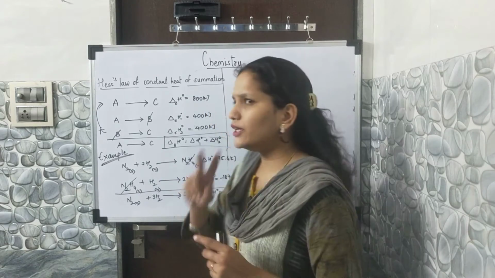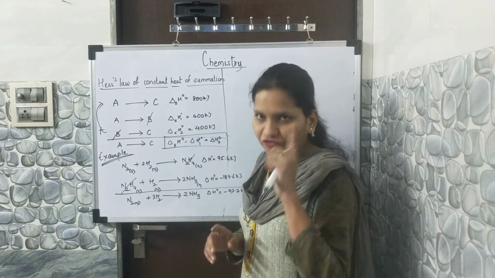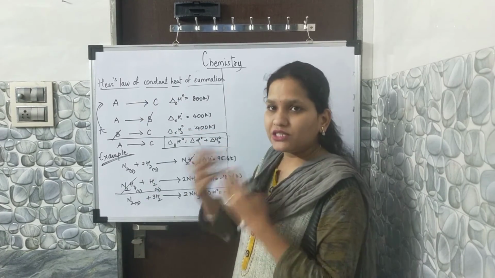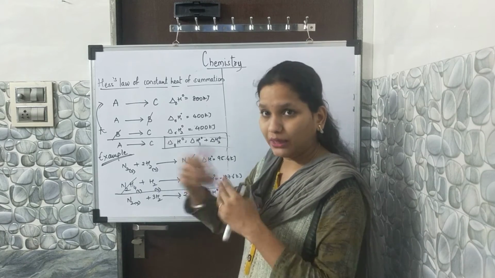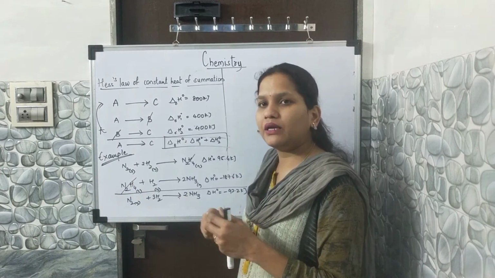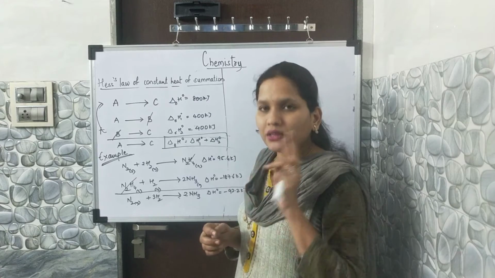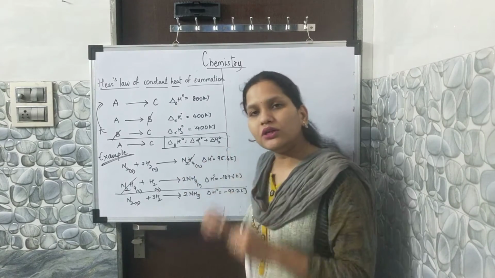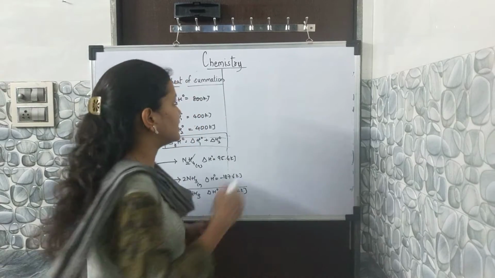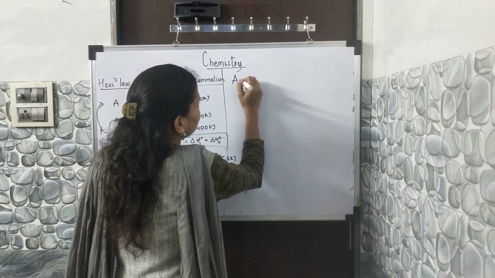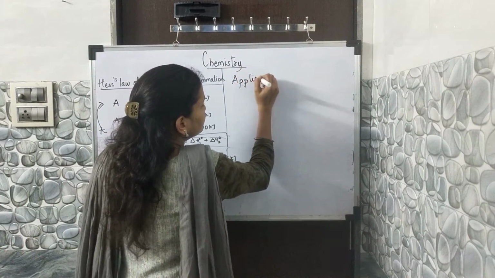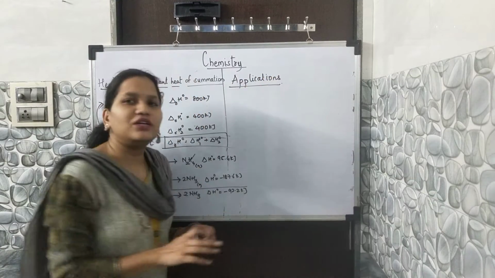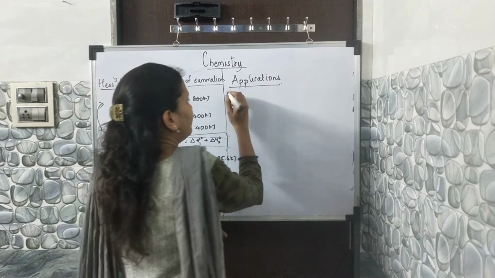Now we have studied two most important things. First, the statement: the initial state is dependent, the final state is dependent, and the path is independent. The second thing we discussed was the formula. Now the third most important thing we have to emphasize is the applications based on this. What are the applications? The number one application.